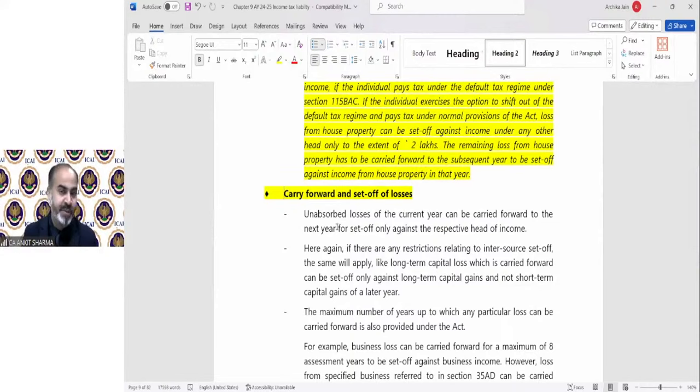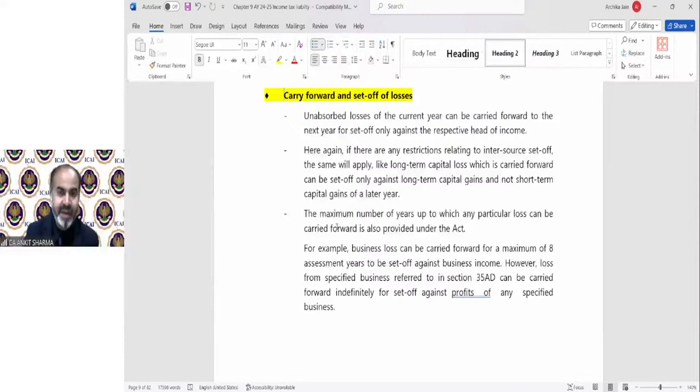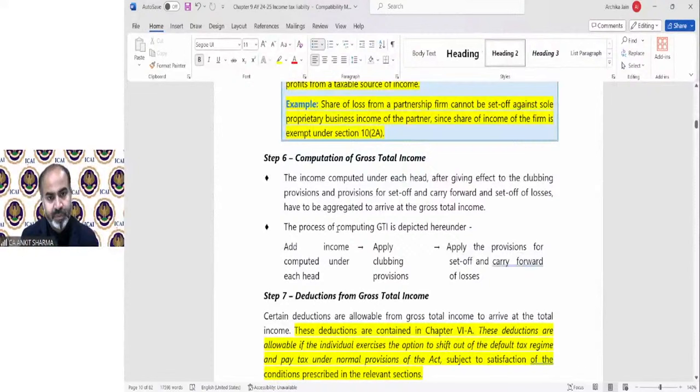I am just going to give you a recap of the steps we have to complete for calculation of tax before reaching the total income. Then computation of total income, gross total income. Whatever income you have calculated under the different heads, after applying the clubbing and set off provisions on those heads, we will arrive at our gross total income. Now we have to deduct the deductions available out of this gross total income to arrive at the total income, that is taxable income or income chargeable to tax.